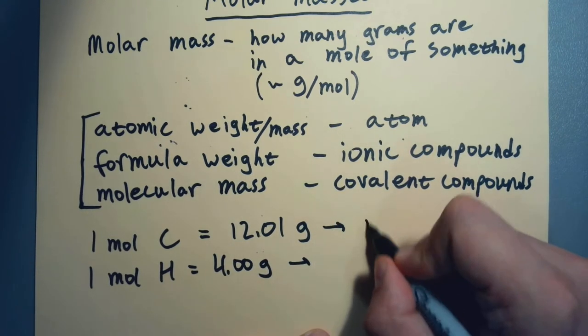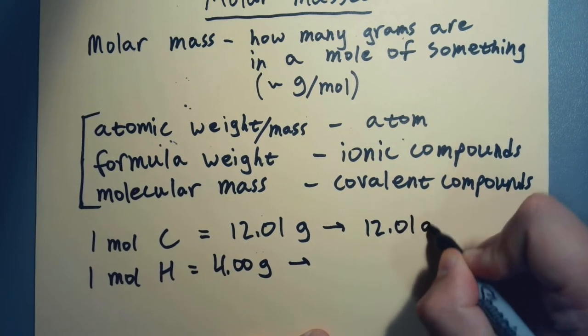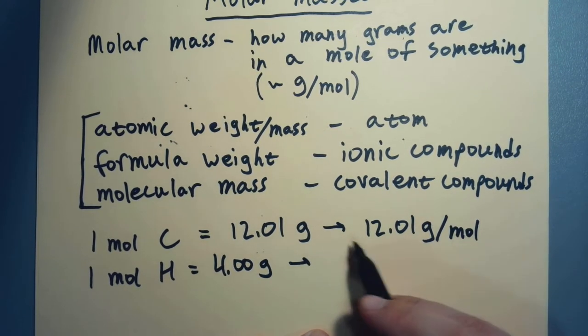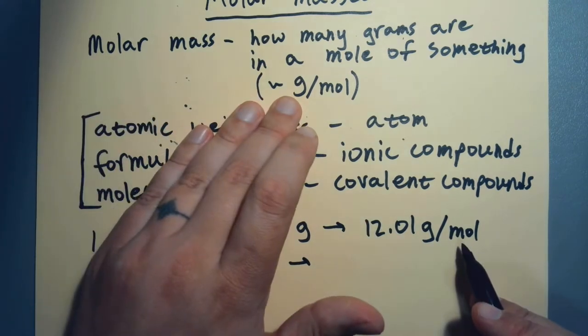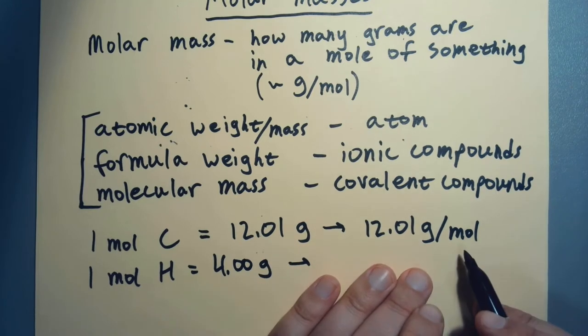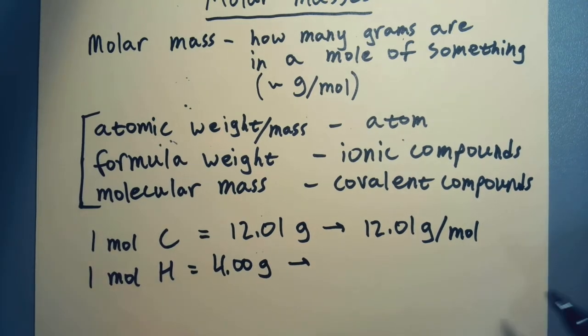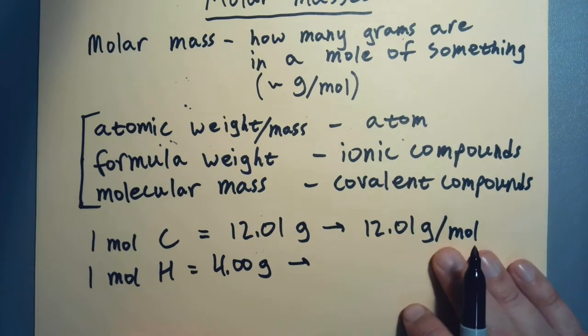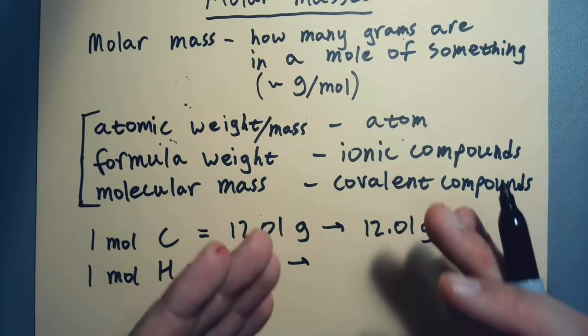And what we can do with this, too, is we can make conversion factors out of it. And so I just say, oh, I have 12.01 grams for every mole when I'm working with carbon. Guess what that is? That's a molar mass. It has units of grams per mole. So it's a compound unit. It's a conversion factor. And it just comes straight off our periodic table. So you just got to remember that little trick. Just take the number and add grams per mole after it, and you've got a molar mass.